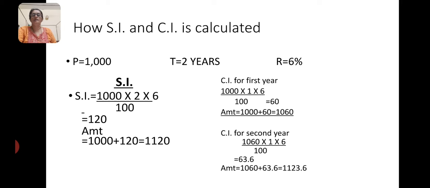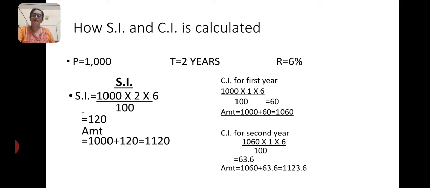Let us see how compound interest is calculated. Here the term is 2 years, so we have to calculate the interest for the first year and then for the second year. For the first year, the same formula is used, PTR. Principal is 1000, term is 1 year, rate is 6 by 100. So interest will be 60 rupees. Amount will be 1000 principal plus 60 rupees interest. So at the end of the first year, the amount will be 1060.